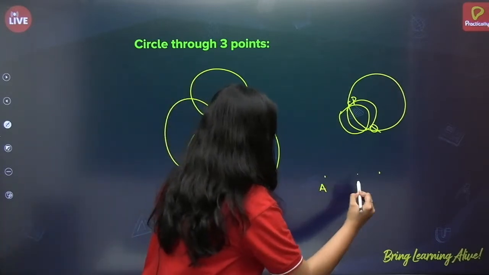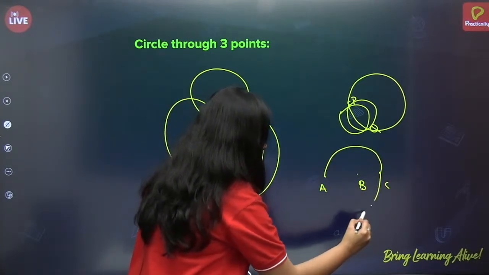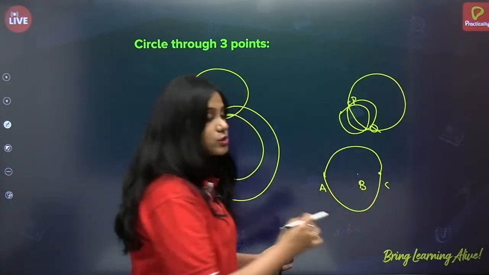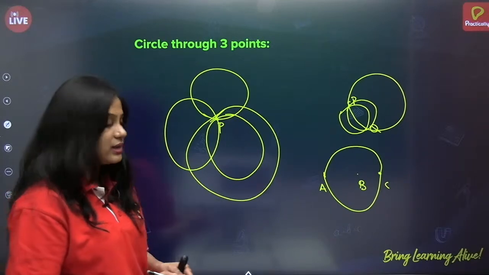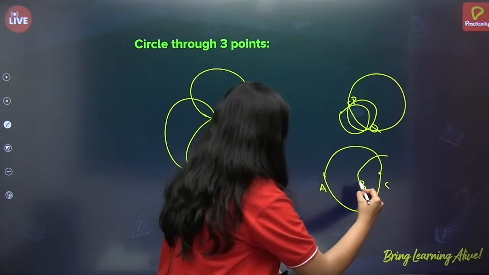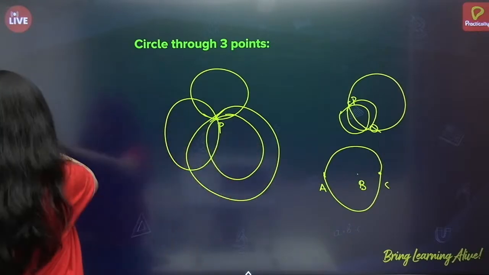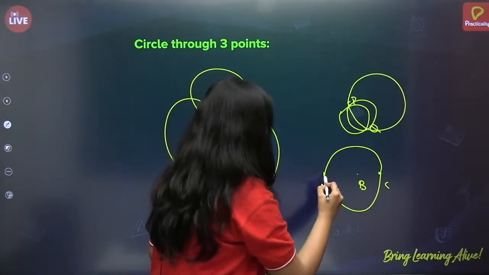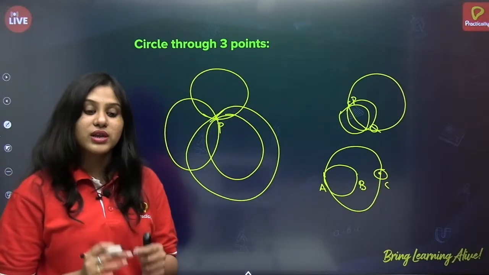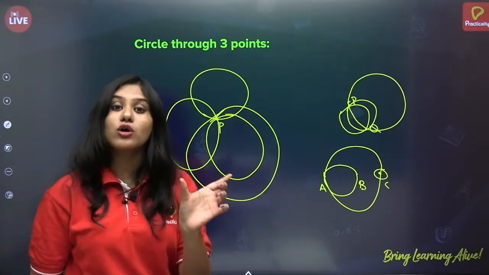So let me name this as A, B and C. So let me just draw a circle. So here if you observe, if I draw one circle, it cannot pass through all the 3 collinear points, correct? One point is left outside. Otherwise, let us draw, yes, so let me draw this. One is again left, correct? So through 3 collinear points, we cannot draw a circle which passes through all the 3 collinear points, okay?